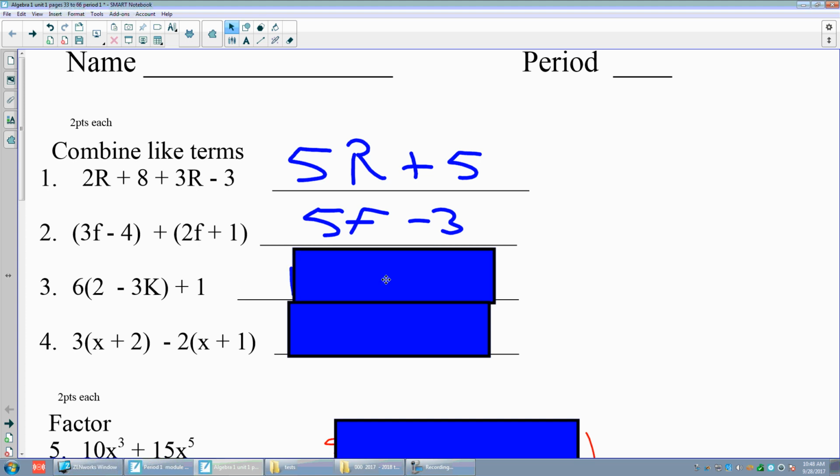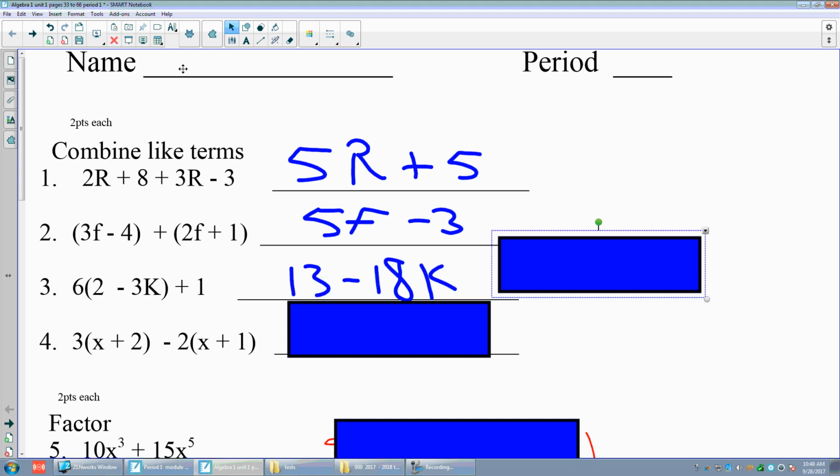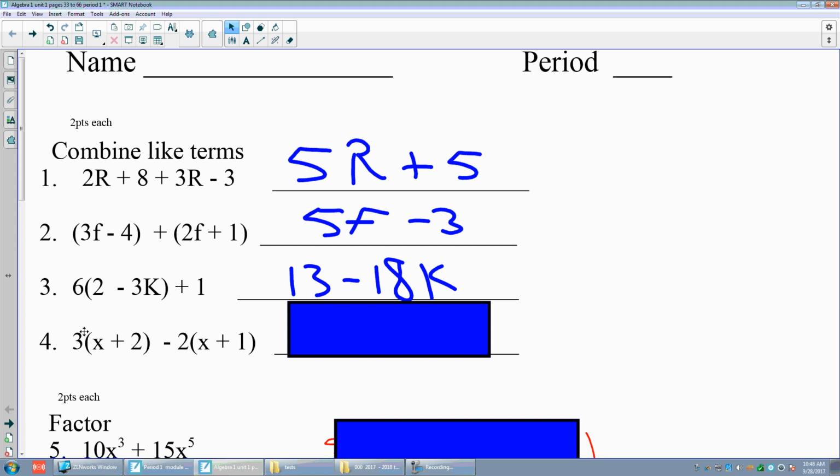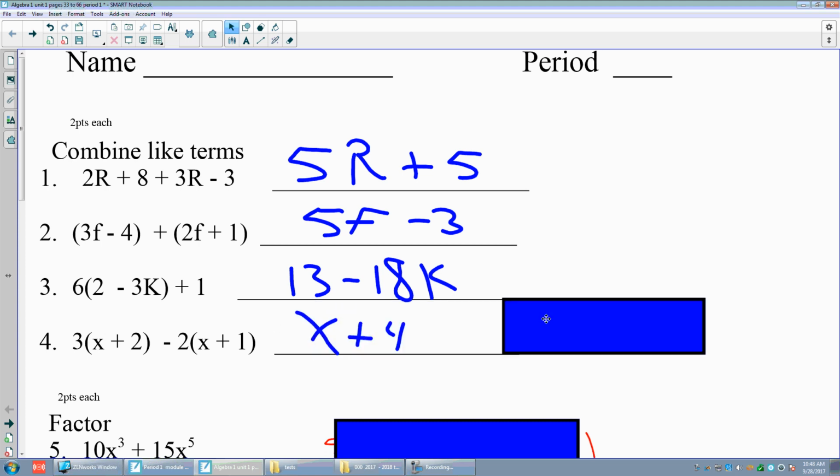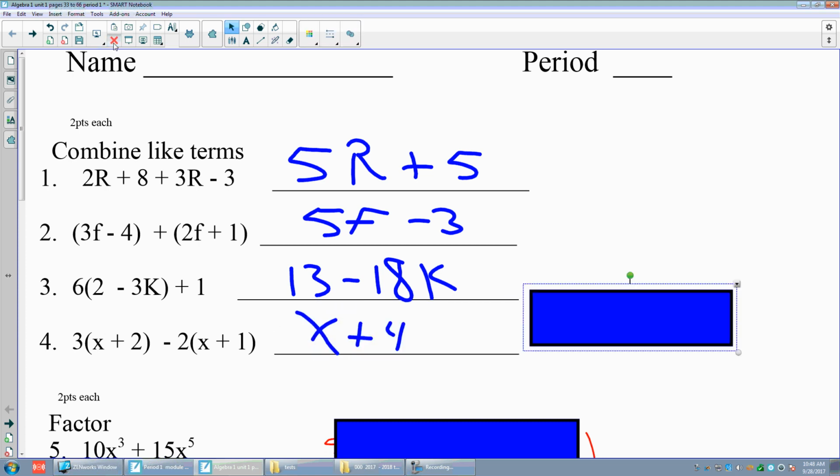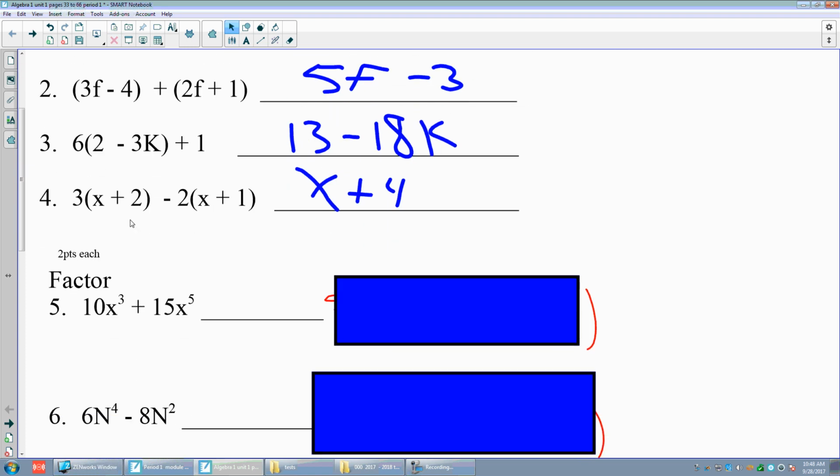Then you have the 12 plus the one. So we have 13 minus 18k. Now we have to multiply both of them out and combine them. And it simplifies to be that. Again, this is just a reminder of what we did in class today.